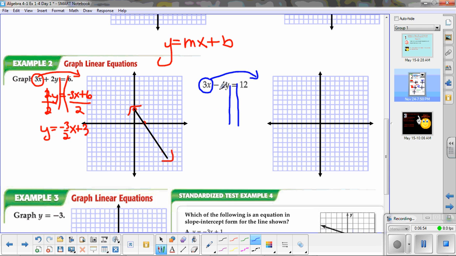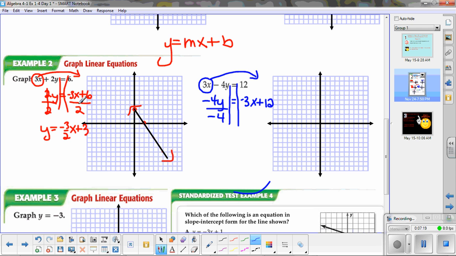Over here on the left, I'm left with a negative 4y equals, now this 3x that I moved over is going to be a negative 3x. And then this is a positive 12, so plus 12. Now in order to get this to be 1y, I have to divide by negative 4. And I have to divide everything over here by negative 4.